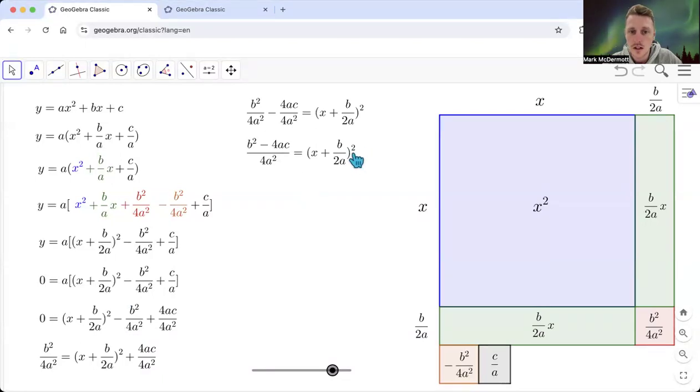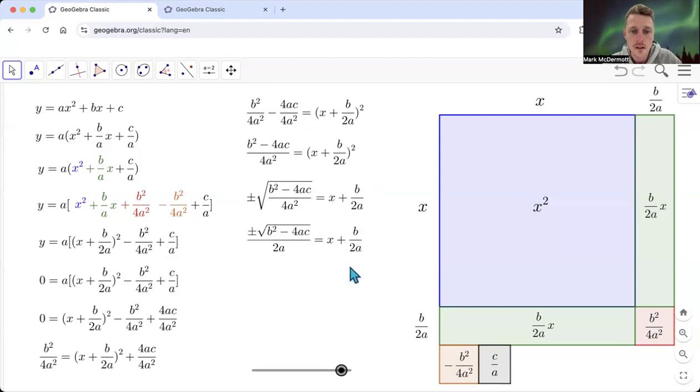What we need to do now is take the square root of both sides. And remember, when you take the square root of something, you need to take plus or minus. So what that's going to look like is this. I'm going to take plus or minus the square root of the left-hand side. So we do the same thing to both sides. We take the square root of both sides, and then we're left with x plus b on 2a on the right-hand side.